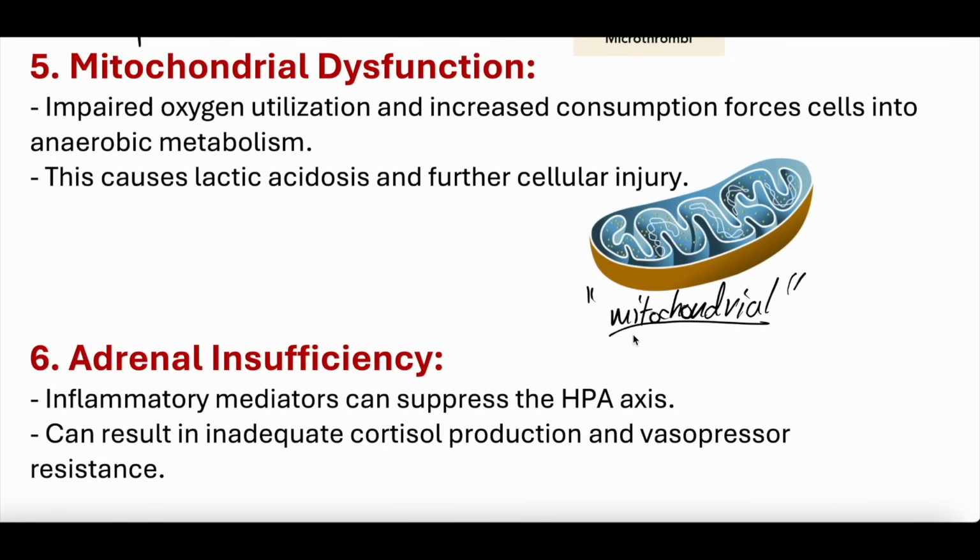So the mitochondria don't have enough oxygen to do aerobic metabolism, which is the most efficient way to produce energy, ATP. So what they do is they go into anaerobic metabolism, which is a whole different pathway. And part of anaerobic metabolism leads to the excretion of lactic acid.